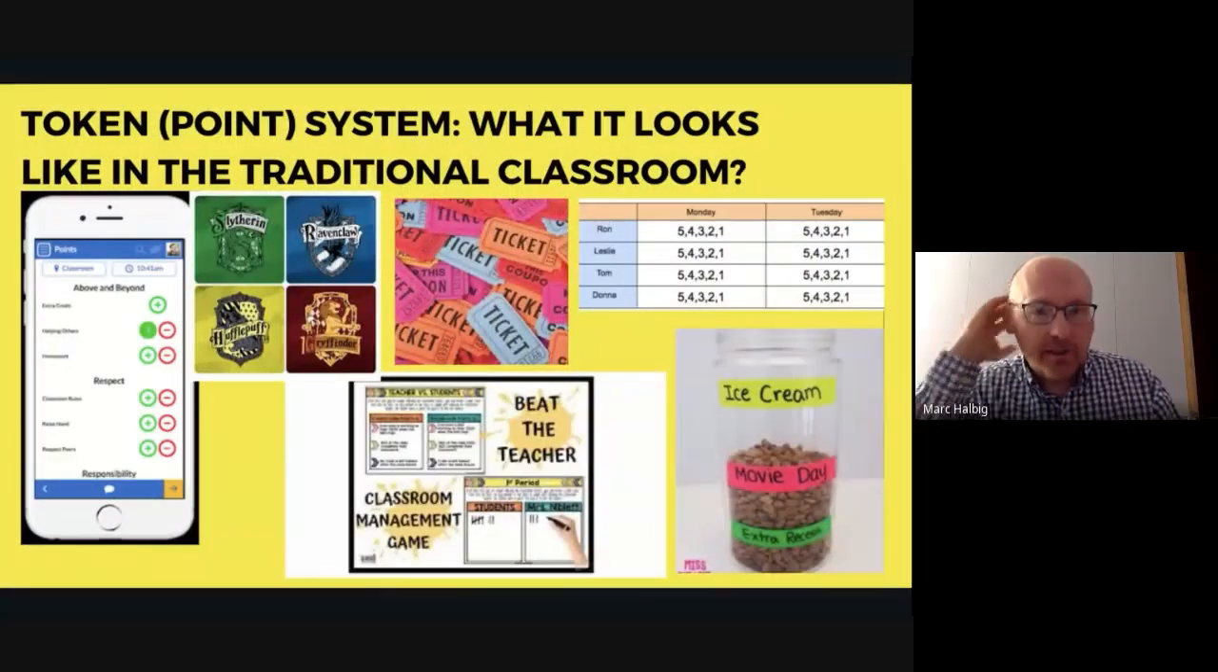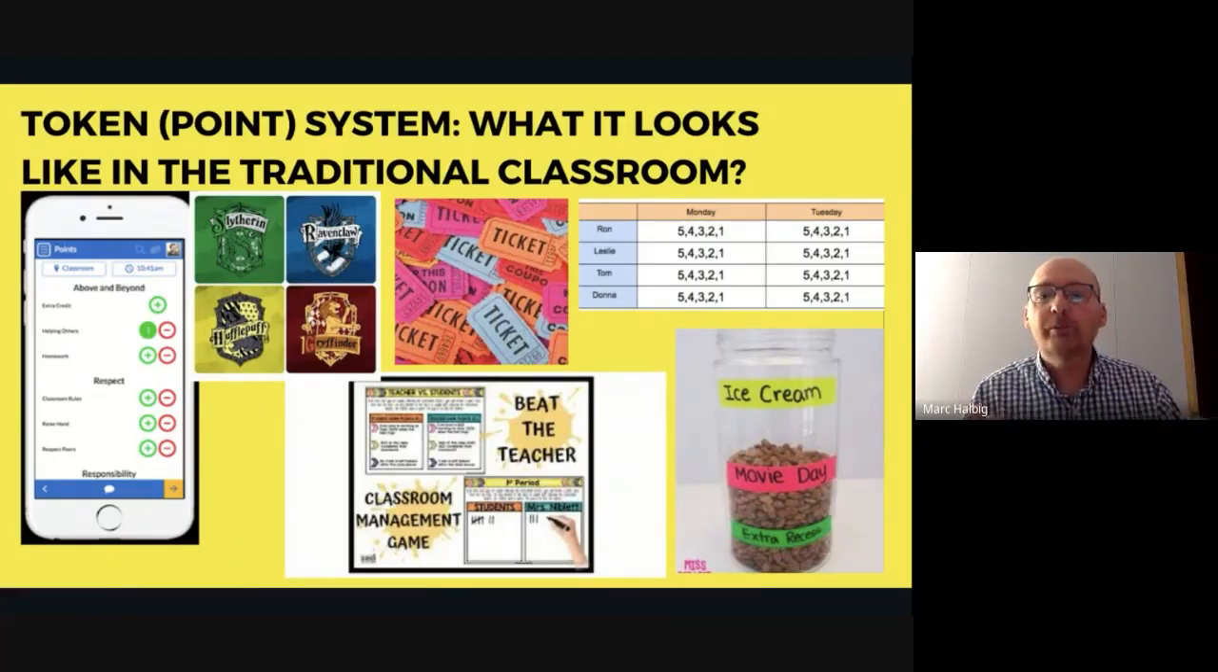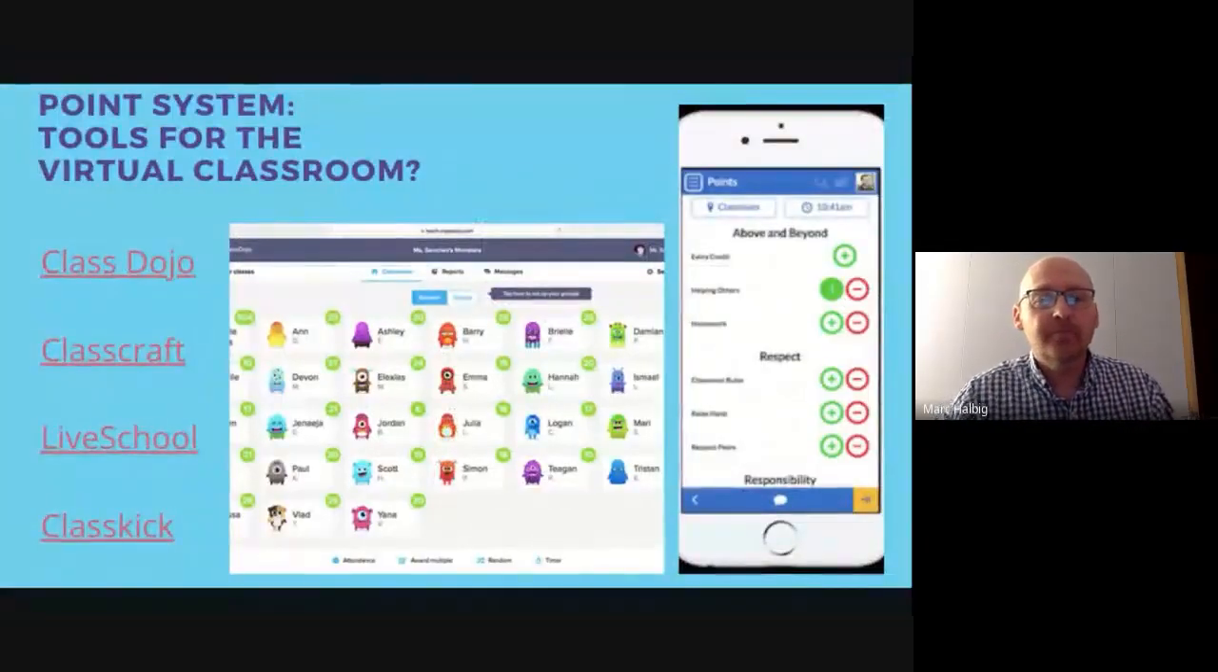So here's what it looked like in the traditional classroom. Some people use Live School or Class Dojo. Some use tickets. Some use the jar that you filled up, where you broke the kids into like the Harry Potter houses. So we know what it looks like in the traditional classroom. We have to figure out, how can we make something like this work now?